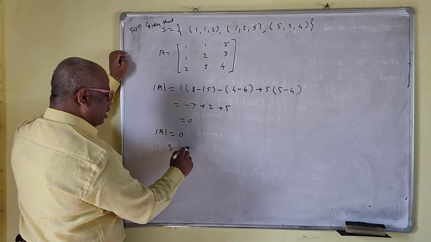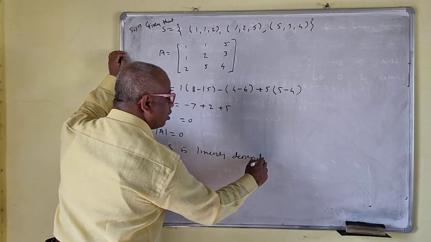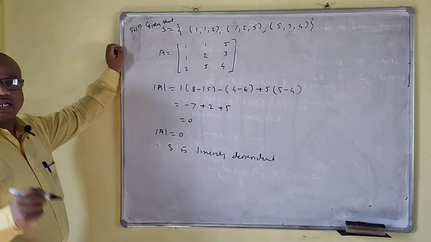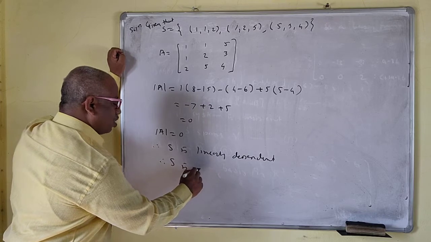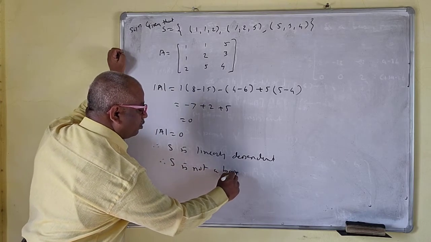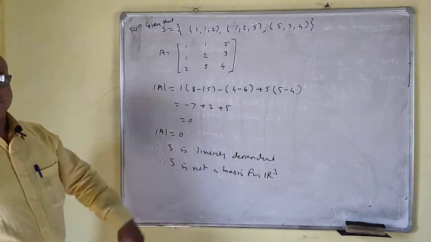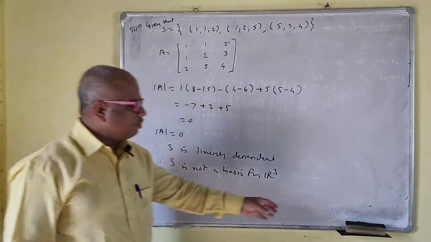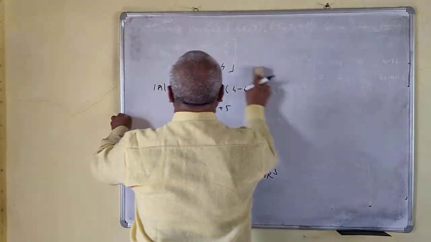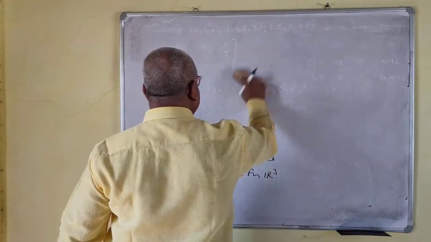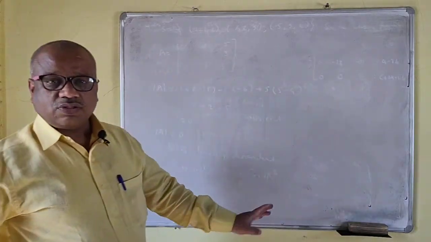Therefore S is linearly dependent. Determinant is 0, then S is linearly dependent. Therefore S is not a basis for R3. Not a basis for R3. Okay, the problem is very easy now, because vectors are not linearly independent. Vectors are linearly dependent means they are not linearly independent. So therefore it is not a basis.